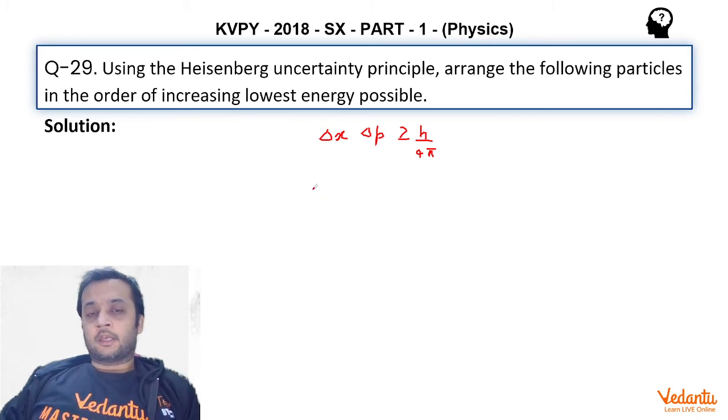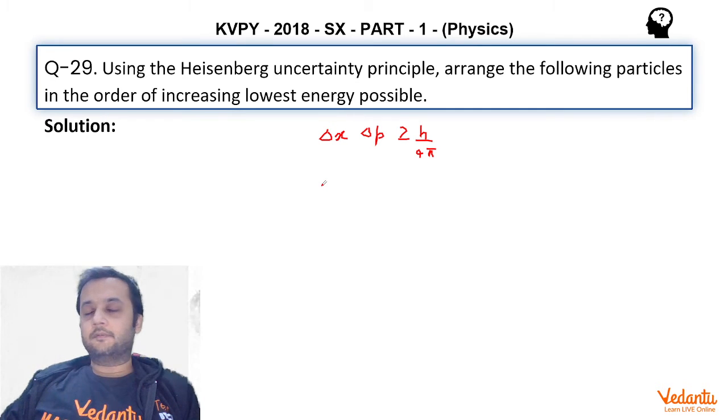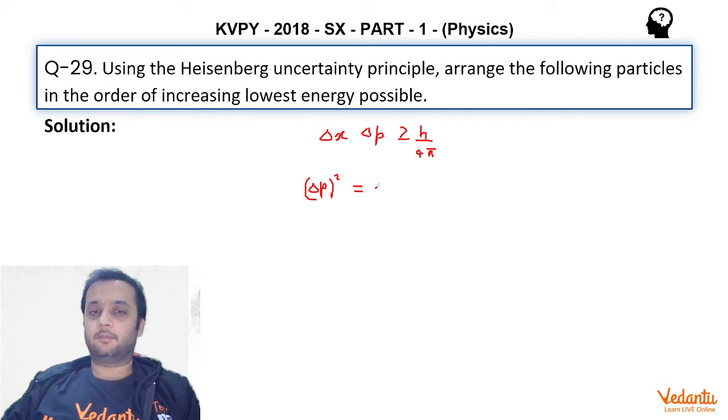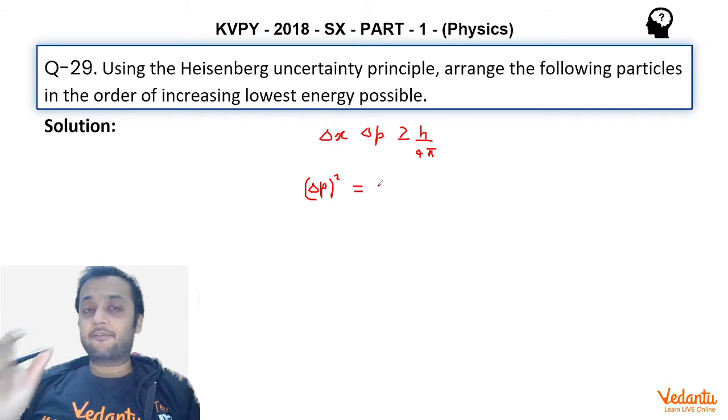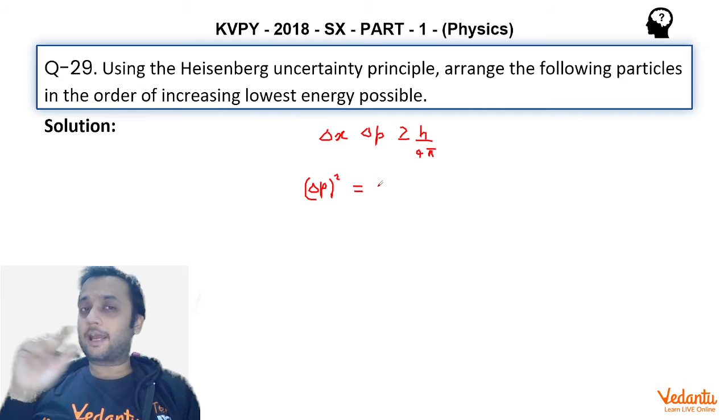Now, there is one relation that we will use from statistics. If any particular variable has average value 0, then for that variable there is a statistics result which says that the square of uncertainty is equal to the mean squared value of that variable. So what is the mean squared value? It is the average of the square of that value. You know RMS. The square of RMS is called the mean squared value.